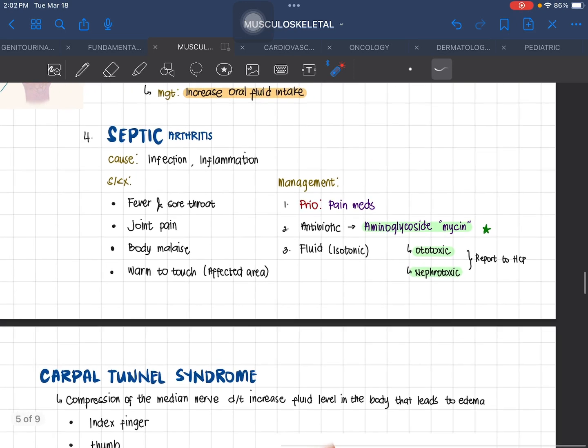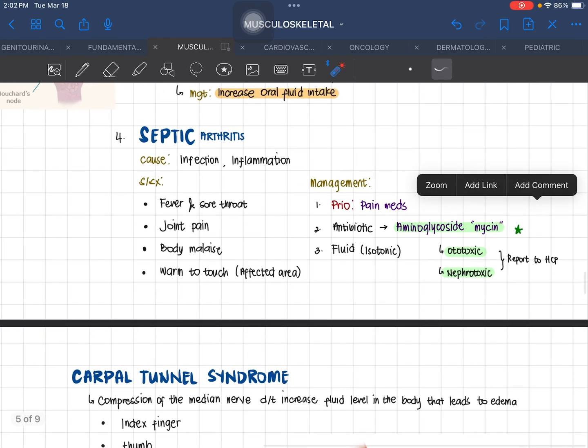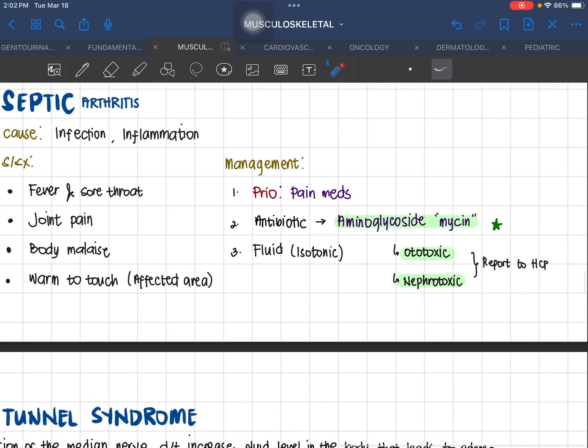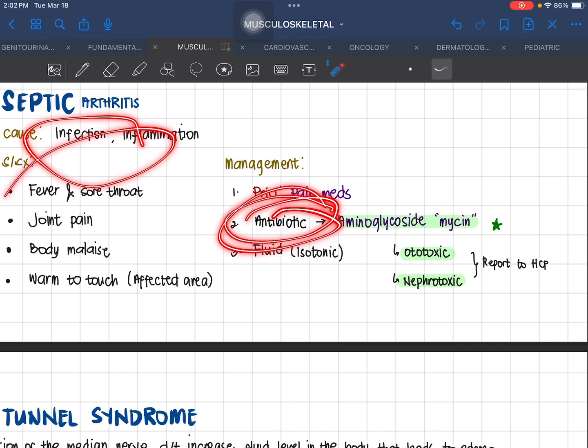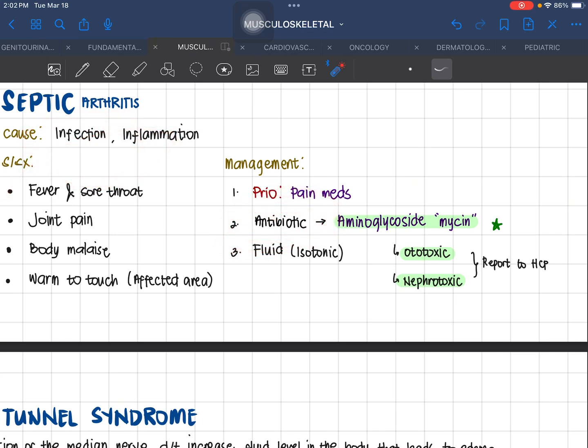So, ang management natin for septic arthritis, ang management for all musculoskeletal disorders, of course, priority ang pain meds. Yun yung mga COX-2 inhibitor, NSAIDs, and then morphine. Next is antibiotic. Antibiotic dahil nga may infection si patient. Ano yung mga ginagamit na antibiotic? Nabanggit ko na rin ito. We use aminoglycosides.